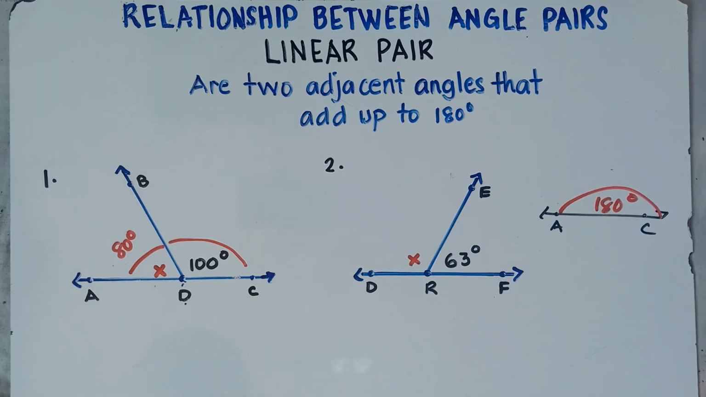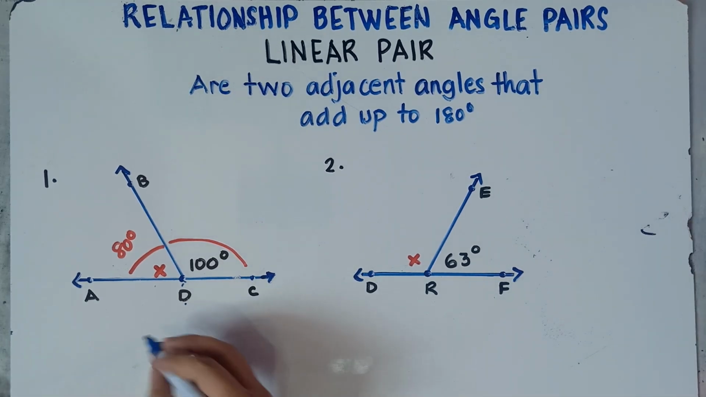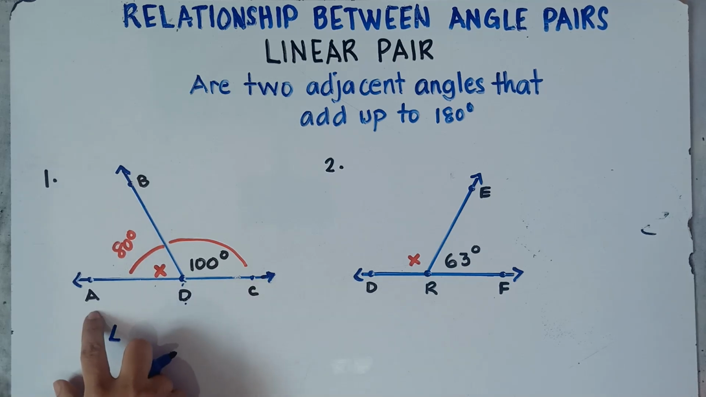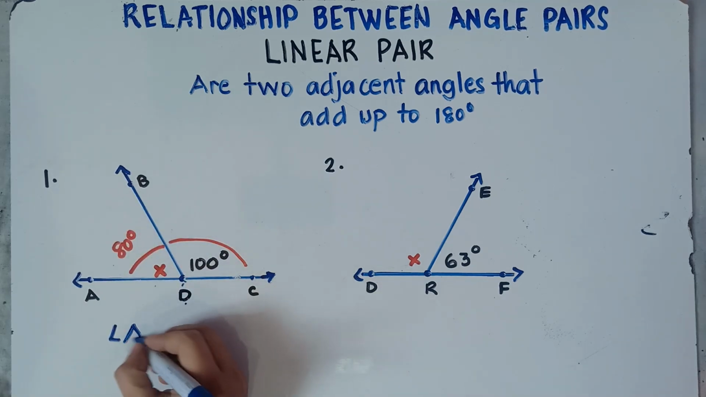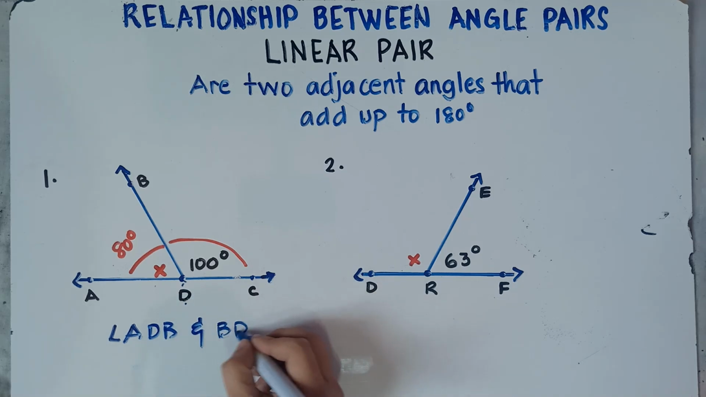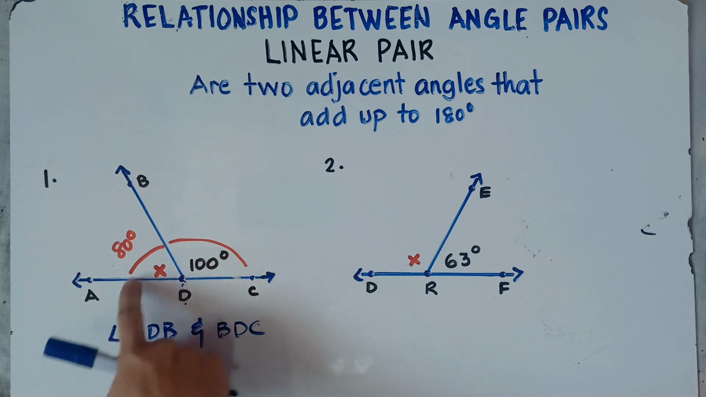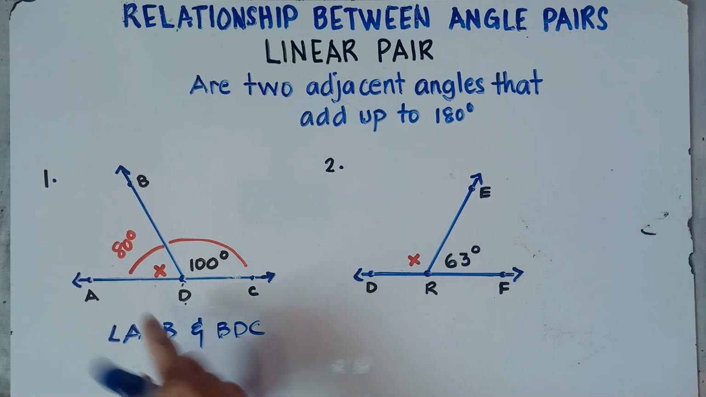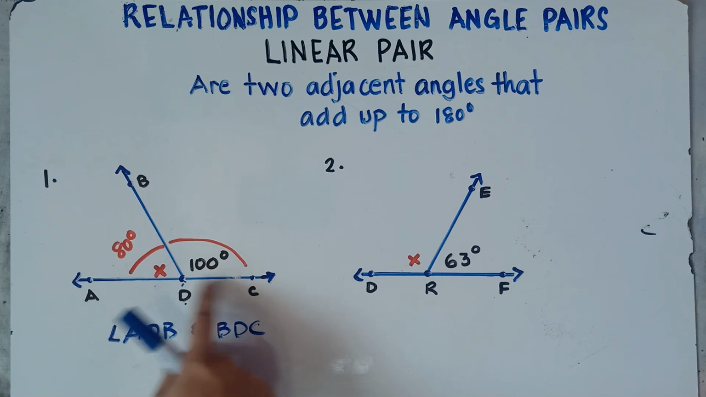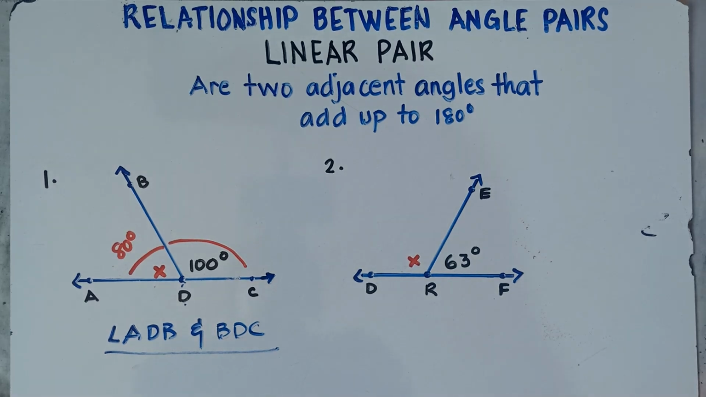Let me just write this one. We can say that angle ADB and angle BDC are what we call a linear pair. We can call this a linear pair because we have two adjacent angles and their sum is 180 degrees. Alright, so I hope you get that one, class, for linear pair.